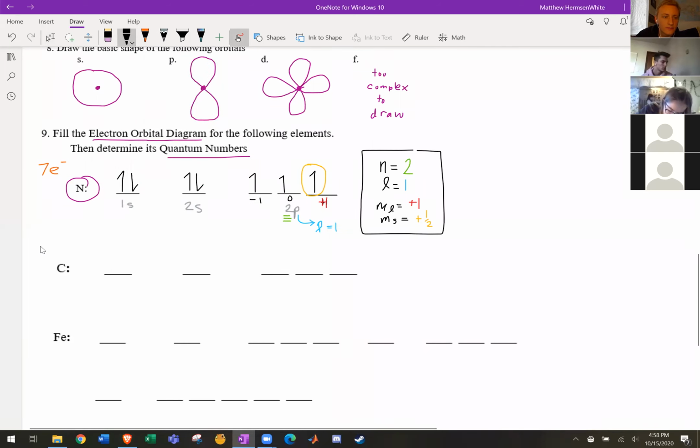So carbon is 6th on the periodic table, and that means we have 6 electrons. So let's fill these in. So we have 1, 2, 3, 4, 5, 6. And I forgot to do the box names. So this is the 1s box, 2s, and then 2p boxes. I always like to number the boxes, and you start by a 0 in the middle, and then you do -1 to the left and +1 to the right.